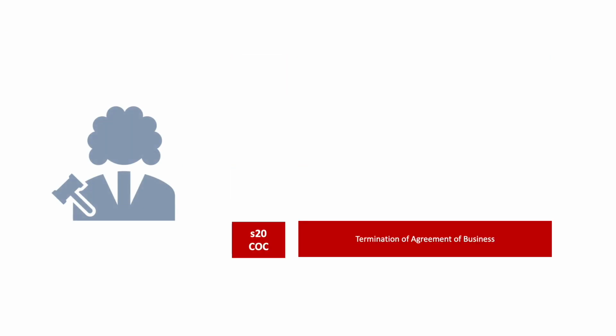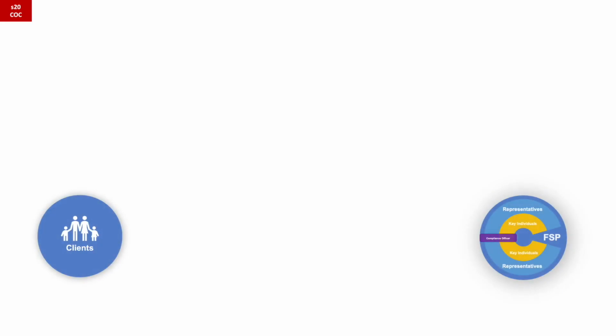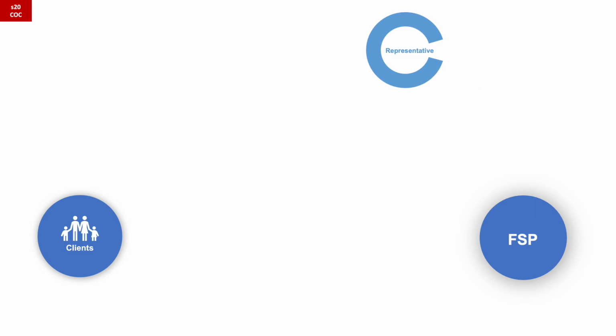Finally, let's look at Section 20 of the Code of Conduct, which deals with the termination of an agreement of business. Here we have an illustration of the client and of the financial service provider and all its components, as explained in the earlier video. An FSP will appoint representatives who act on their behalf to render financial services to clients.